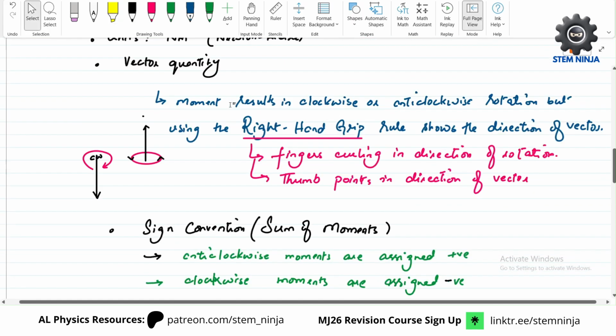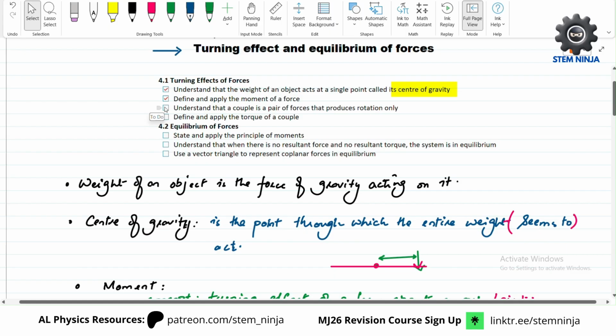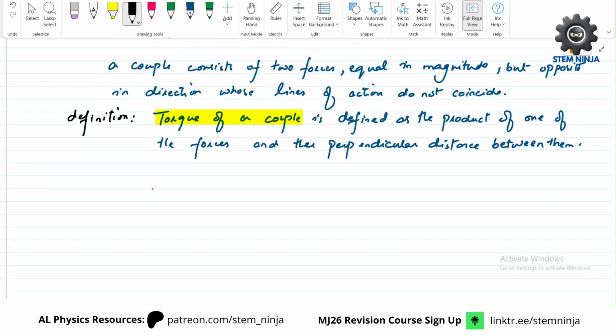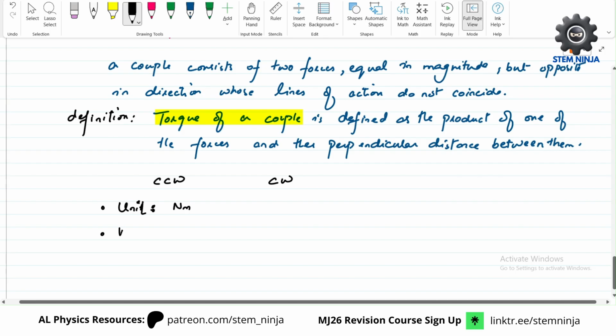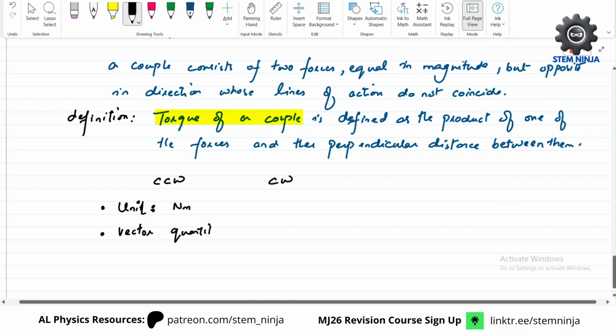Right, so this is the couple, and we define and apply torque of a couple also. Just like normal moments, we can have counterclockwise couples and clockwise couples. The unit for couples is the same, Newton meter, as before, and just like moments, it is a vector quantity, and the direction of that vector can be found from the right hand grip.